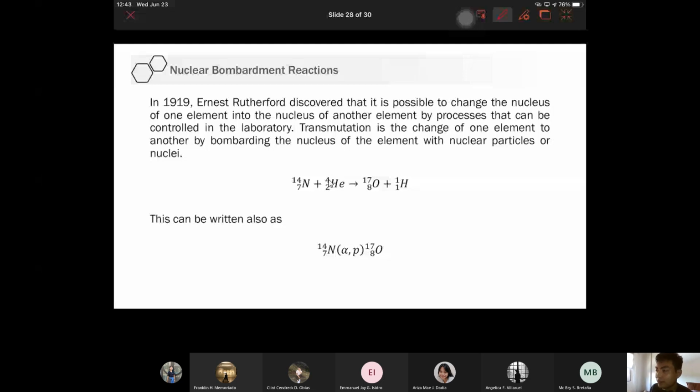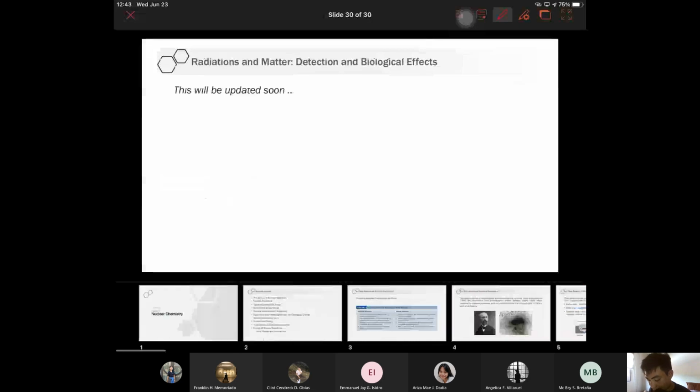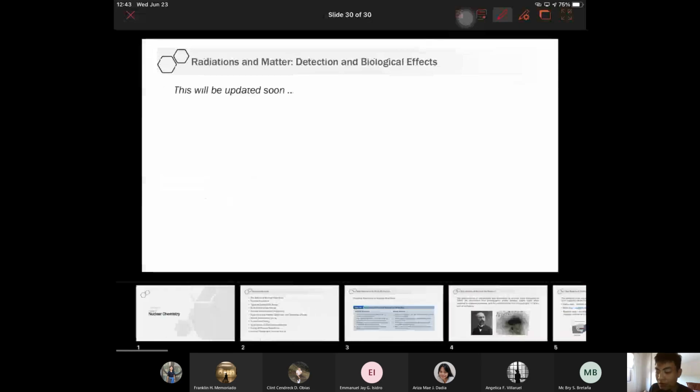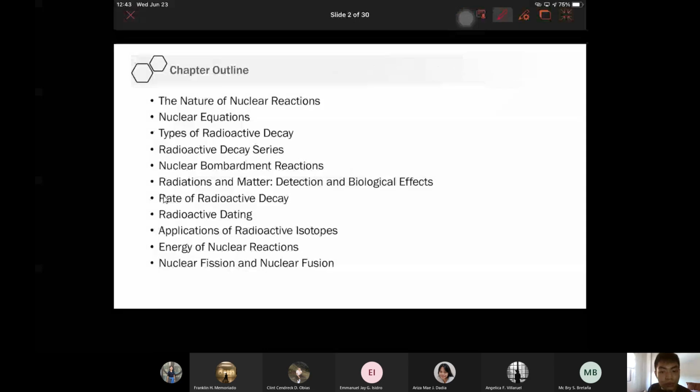Okay, so next meeting we will continue with radiation and matter. On Saturday, we will discuss how we detect nuclear radiations, how radiation is detected, its effect on the body, how to know how long it takes for radioactivity to disappear in an area, and how to do carbon dating. So we will do calculations in this part, and where it is applied. Then maybe next week Wednesday we will discuss energetics. It's easy.